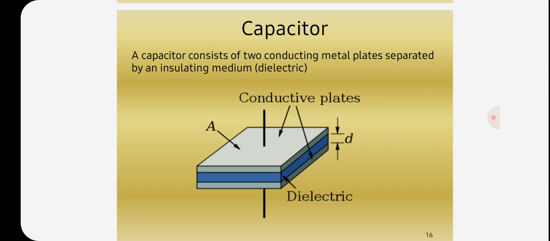The device which stores sufficient charge is known as a capacitor or condenser. Any two conducting materials separated by an insulating material is known as a capacitor or condenser. A capacitor is a device which stores electrical energy in the form of electrostatic charge.